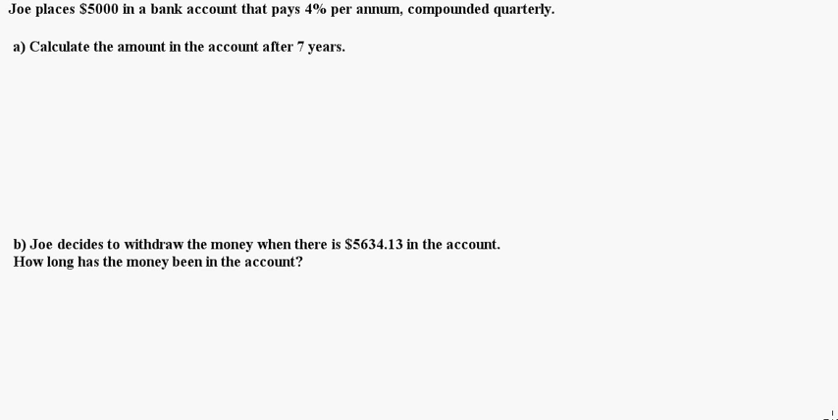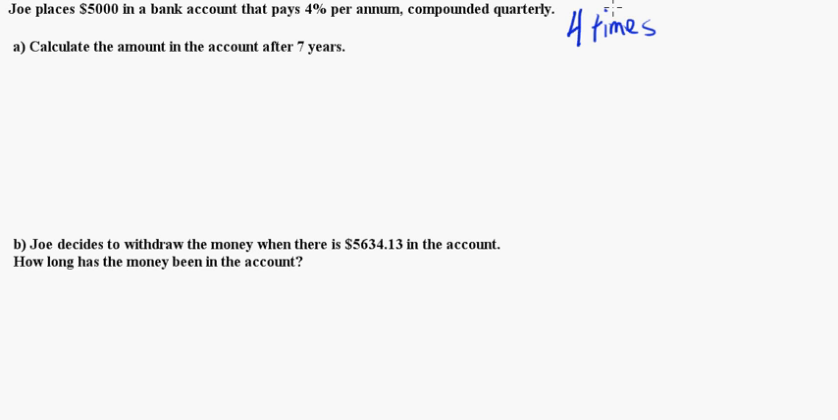Joe places $5,000 in a bank account that pays 4% per annum compounded quarterly. The thing you need to know about quarterly is that it is 4 times per year. So they can do monthly, quarterly, or semi-annually. Semi-annually is twice a year. Quarterly is 4 times a year. Monthly would obviously be 12 times a year.